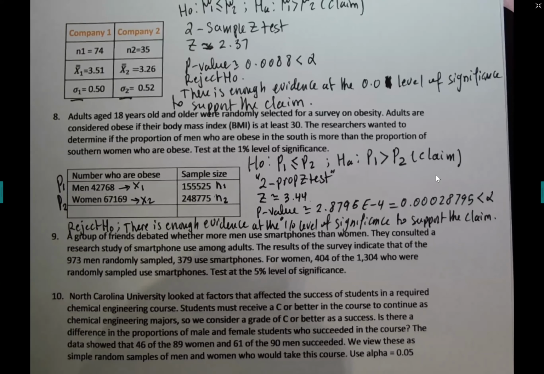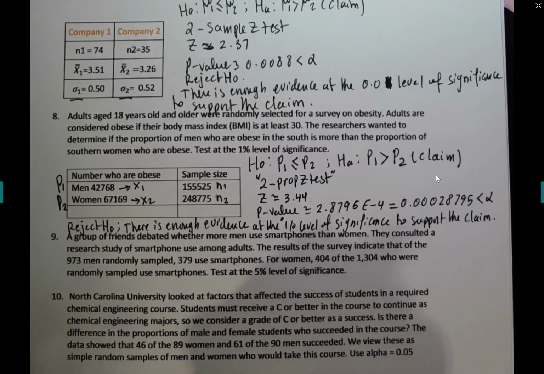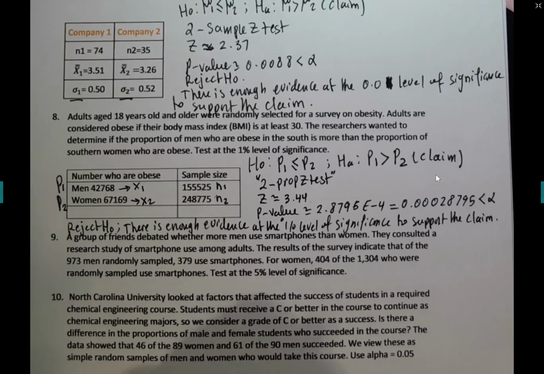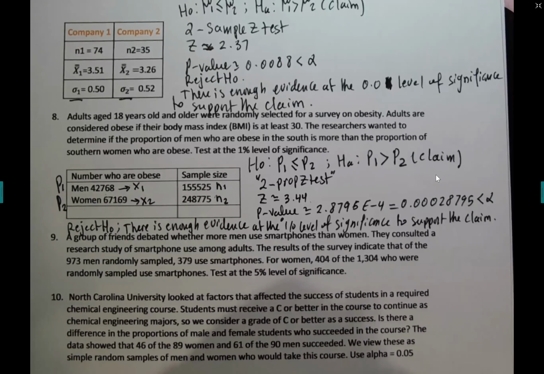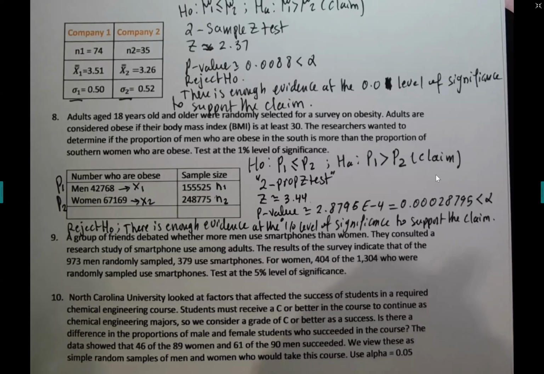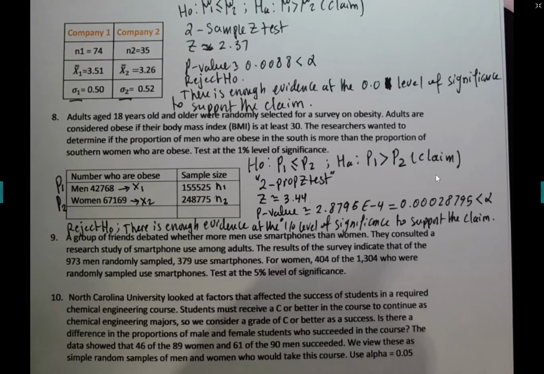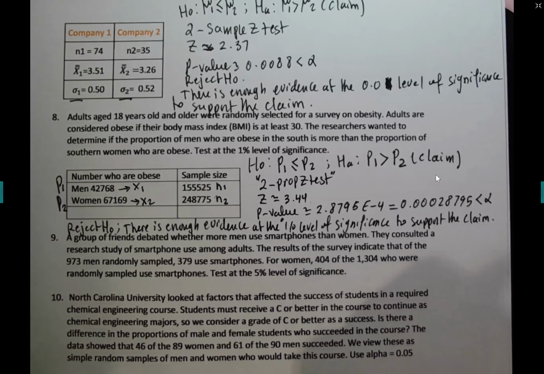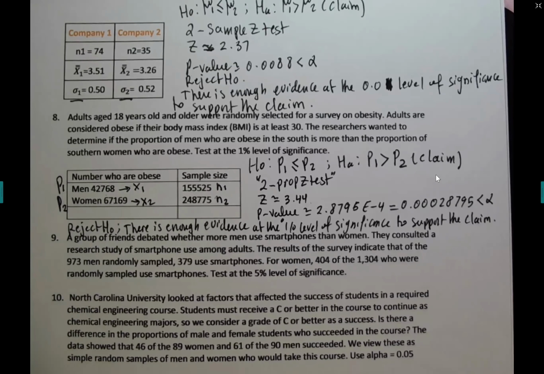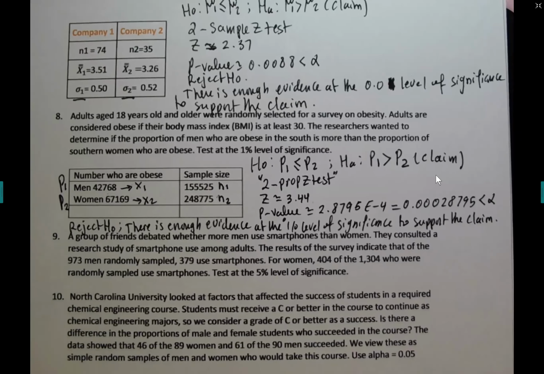So for number 9, we have men and we have women. We have N1 for the men is 973 and X1 to be 379 who said they use smartphones. N2 for the women, we have 1,304 and X2 we had 404. And he's asking you guys to check if P1 is greater than P2. Proportion of men is higher than the proportion of women. Higher means more than.